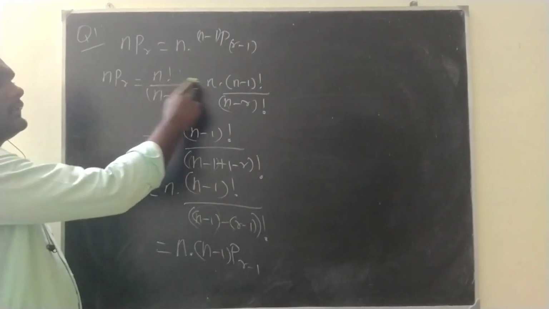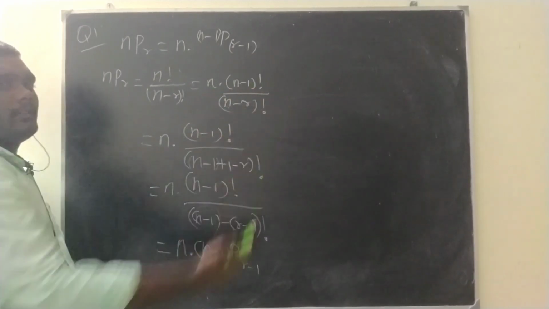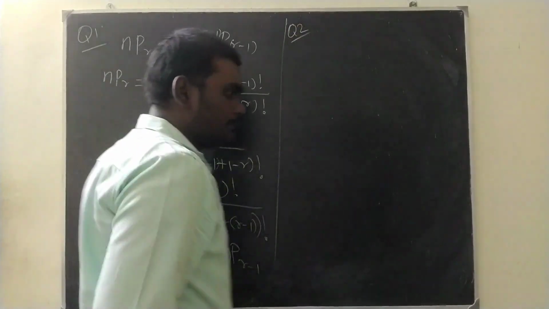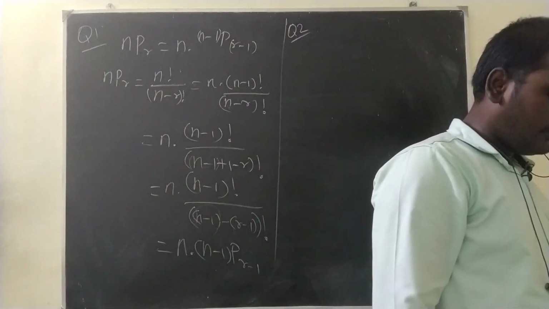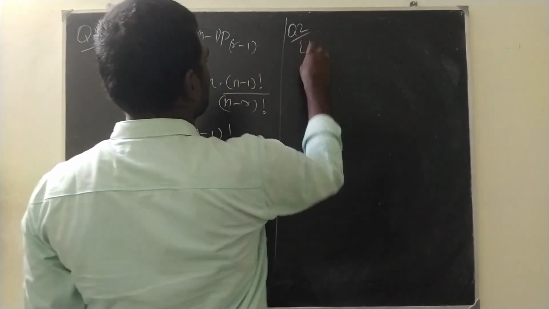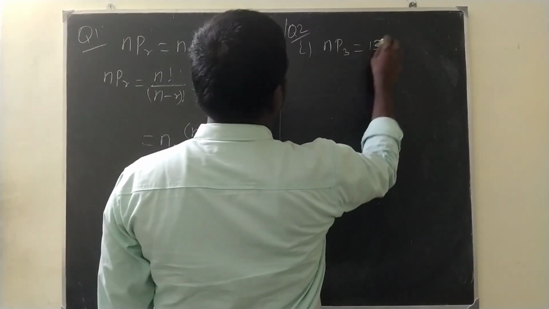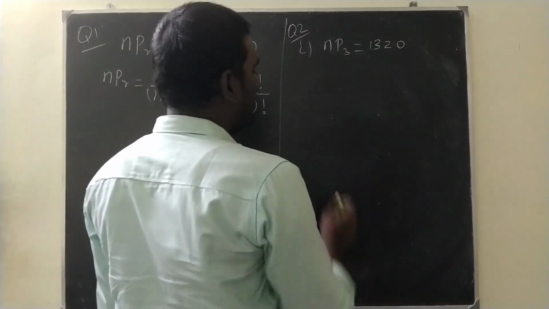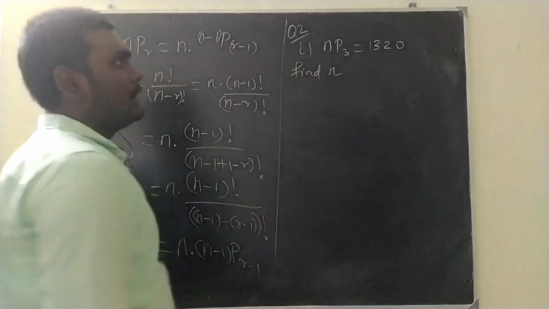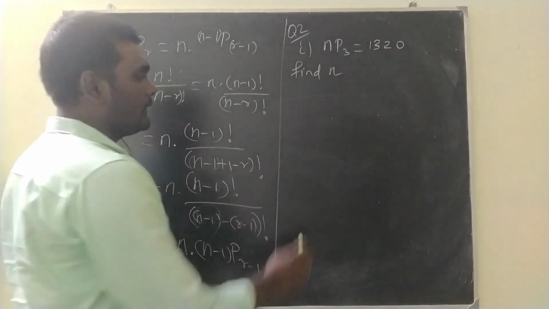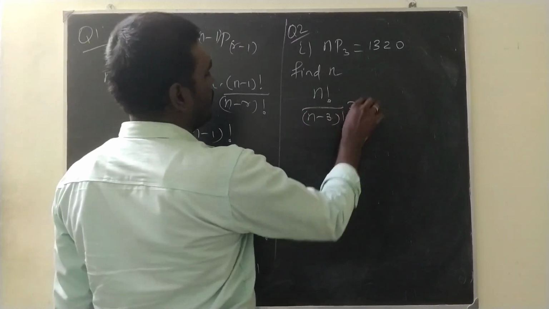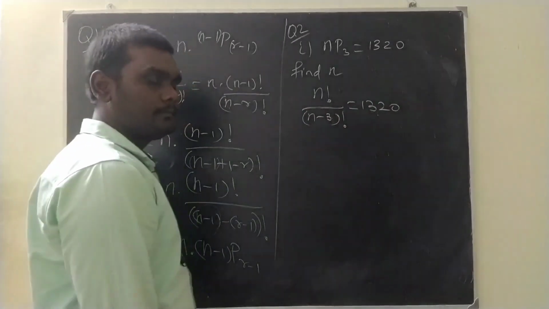Formula. After that, I expanded it like n into (n minus 1) factorial. Okay. So next, question number 2. What is there in question number 2? If nP3 is equal to 1320, find n. What is the formula for nP3? It is n factorial by (n minus 3) factorial, equals 1320.